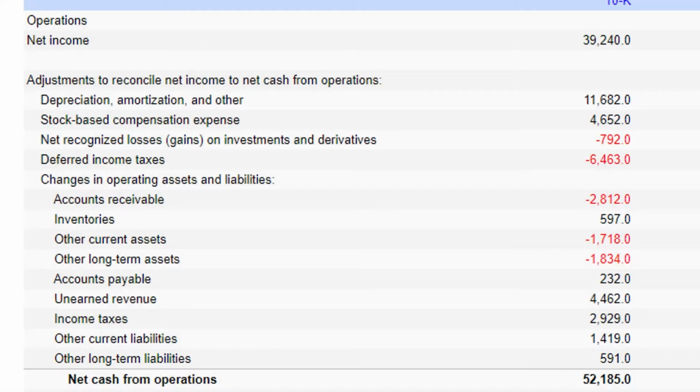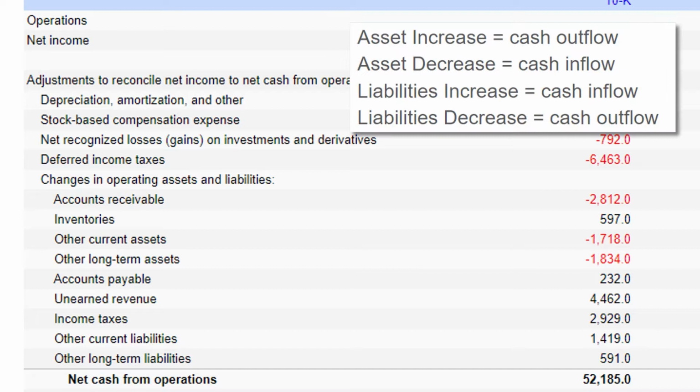So if we think about this, let's take, for example, accounts receivable. A company in the period sold more on credit than they received in cash. Thus, accounts receivable went up. Thus, they did not receive the cash that they could have had they not sold the items on credit. Thus, it is a cash outflow because accounts receivable went up. So just remember the little cheat sheet up here in the upper right.